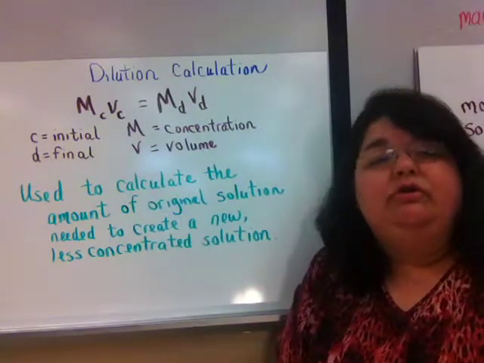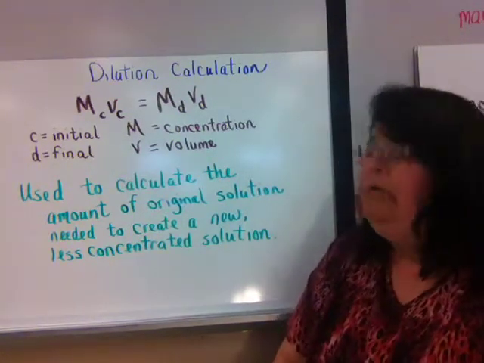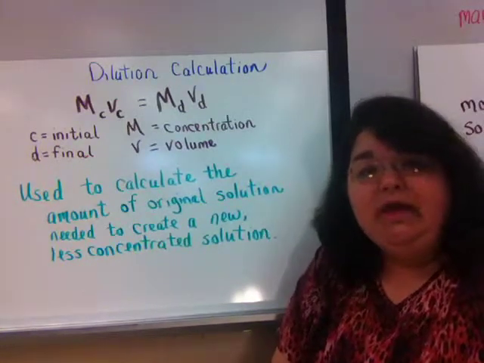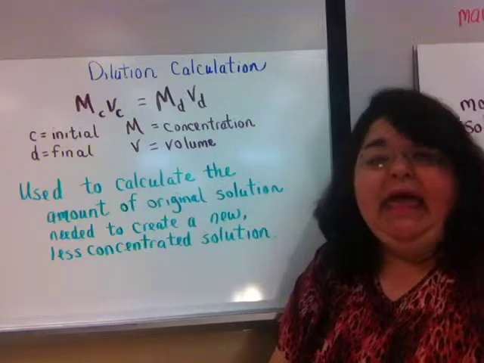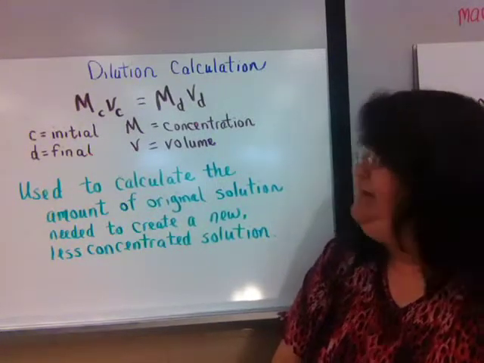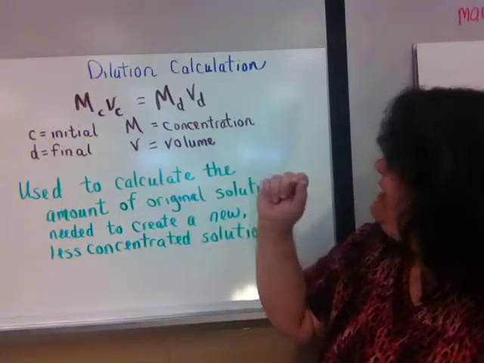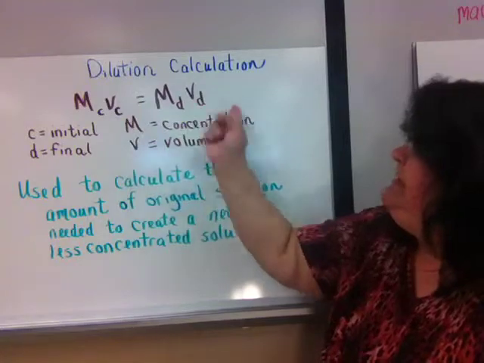Now, when we are creating our own solutions in class, what we're going to be doing is we're going to start with a concentrated solution, and I'm going to ask you to make a diluted solution of that substance. So we need this dilution calculation. We have McVc equals MdVd.